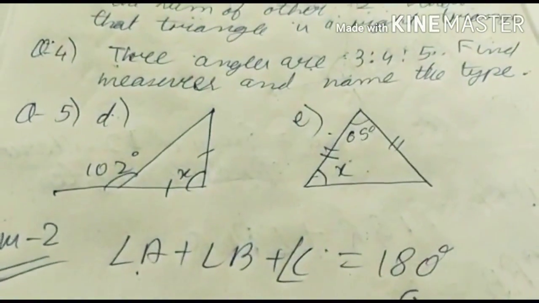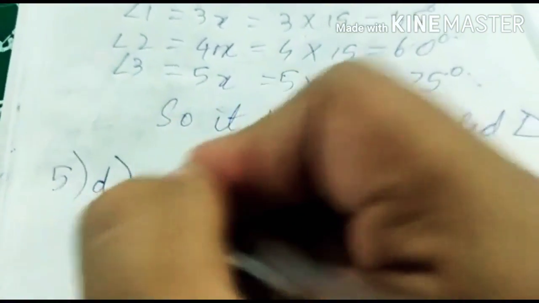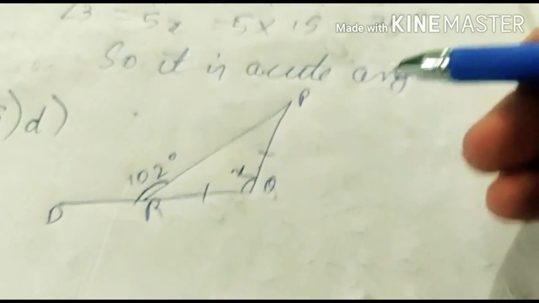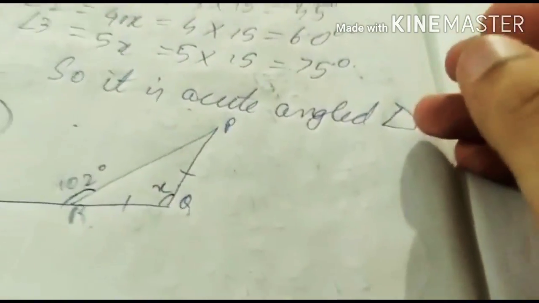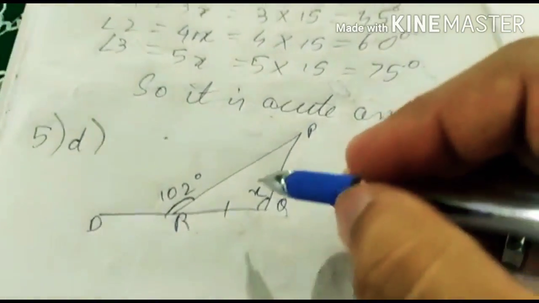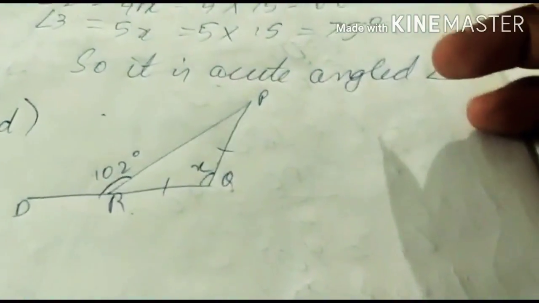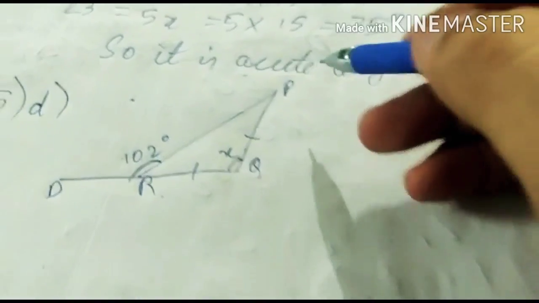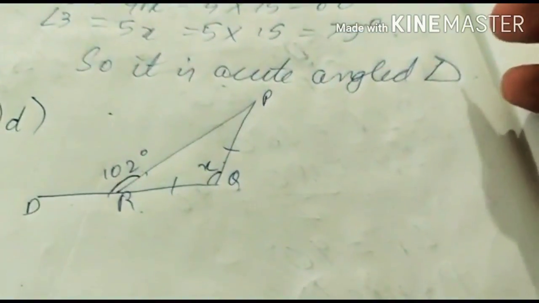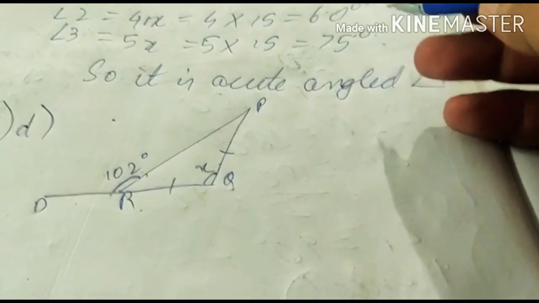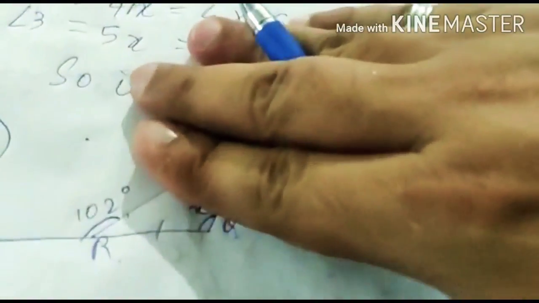Okay, so in 5th D part, in this figure we have to find the value of x. For finding the value of x, we have one basic thing. Here this angle is the exterior angle. This comes outside, so we have to find this interior angle first. For finding the interior angle, we will see that this is a straight line.